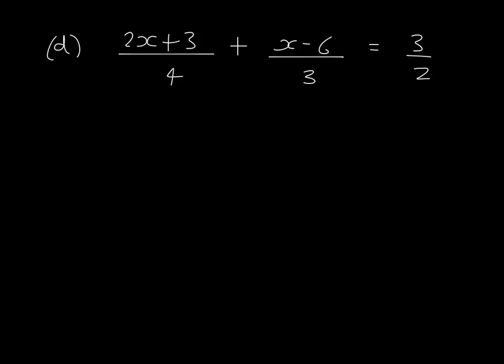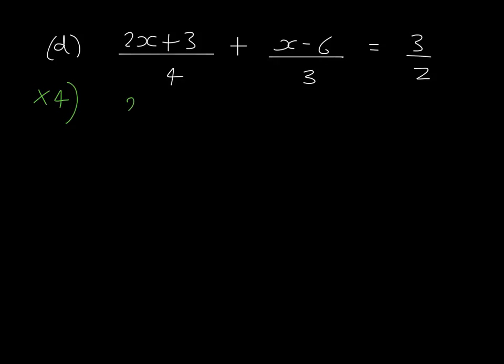Question 4, part D. Solve this equation. Now it looks difficult because you've got 3 different denominators, 4, 3 and 2. There are lots of different ways of solving an equation like this. This is just one possible way of doing this. I'm going to multiply through by 4.